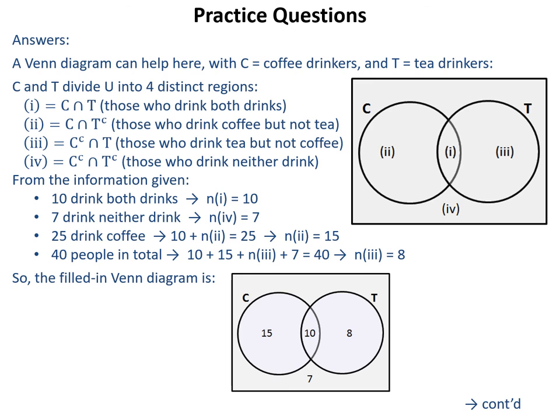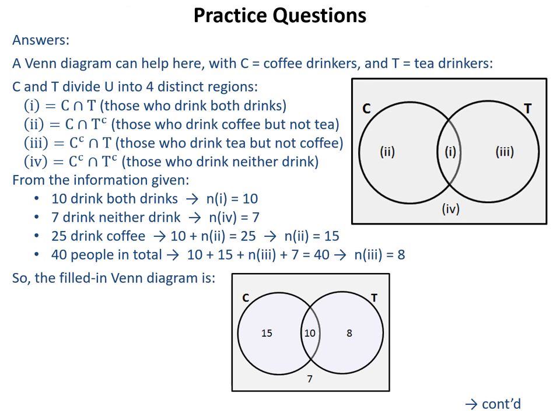And there are two remaining values that are missing now, which are regions 2 and 3. So we're told that 25 drink coffee. Since we already know that 10 drink both drinks, that means that of the 25 who drink coffee, 10 are already represented by the overlapping intersecting area in the middle. So 25 minus 10, or 15, must be the number that goes into the part of set C that's not intersecting or overlapping with T. So now we filled in region 2 with the value 15.